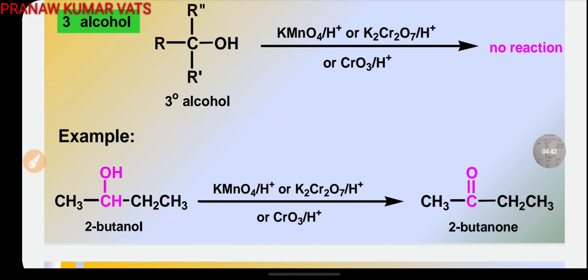Here are examples. 2-butanol when treated with acidic KMnO4, acidic K2Cr2O7, or chromic acid results in formation of butanone.